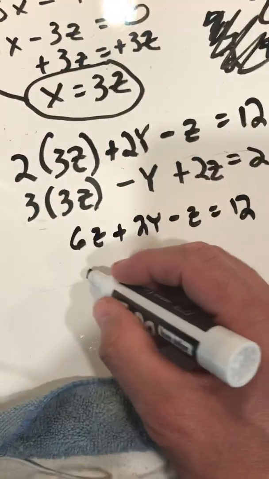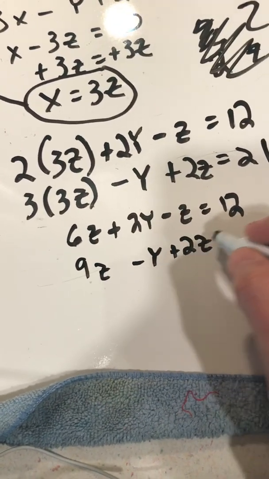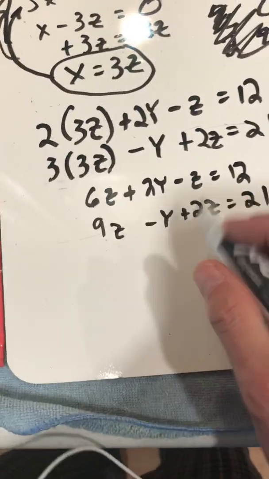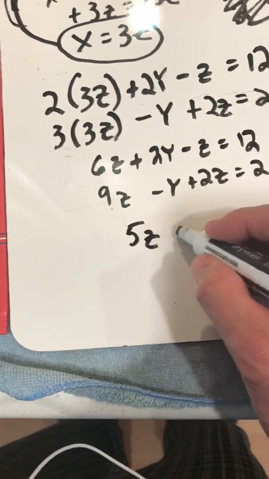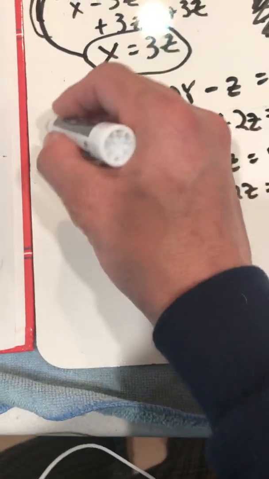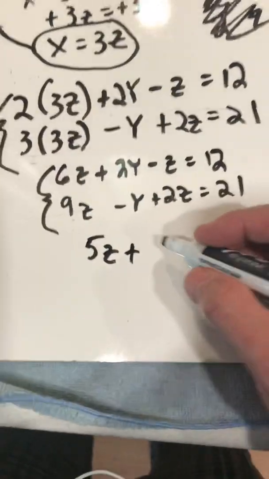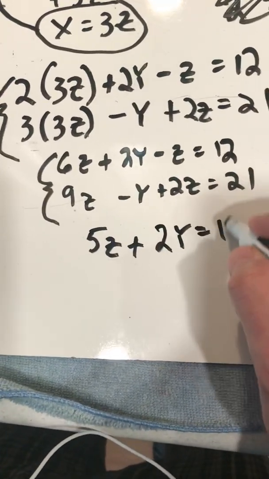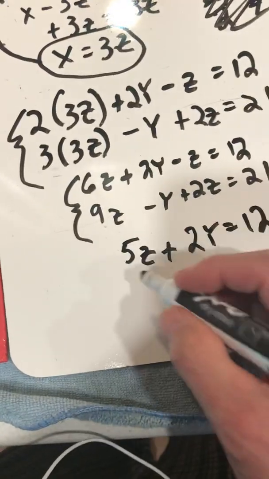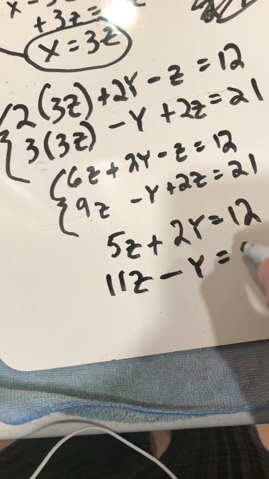Here you have 6z plus 2y minus z equals 12. And here you have 9z minus y plus 2z equals 21. So 6z minus 1z is 5z plus 2y. You see how these go together? These go together. And now I'm redoing this top equation again. Plus 2y equals 12. And I have 9z plus 2z, which is 11z, minus y equals 21.